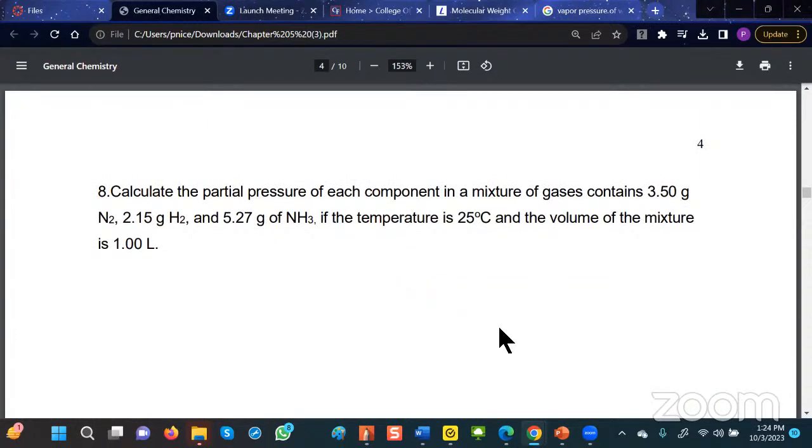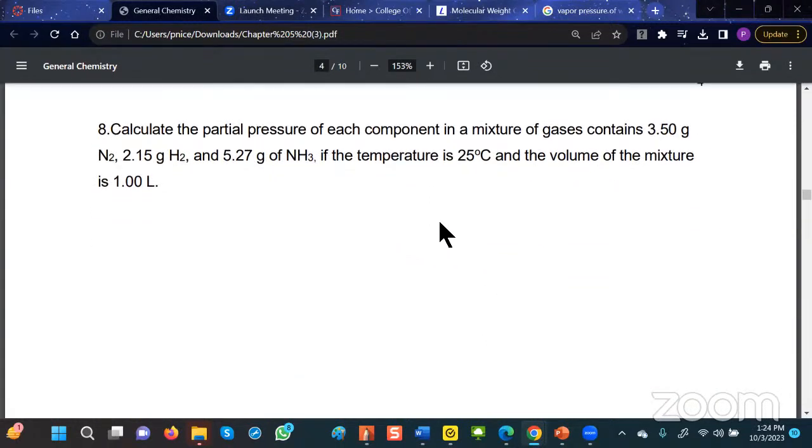So I want you to try that now, and I'm quite sure you're going to encounter some challenges. So feel free to ask your questions while you're trying this. This question is talking about a mixture of gases, and it gives you the amounts in grams. It gives you the temperature, and it gives you the volume of the container, which is 1.00 liters. And the question is asking you to calculate the partial pressure of each component. All right, let me have you try it first, and then we can discuss it if you have any problems.